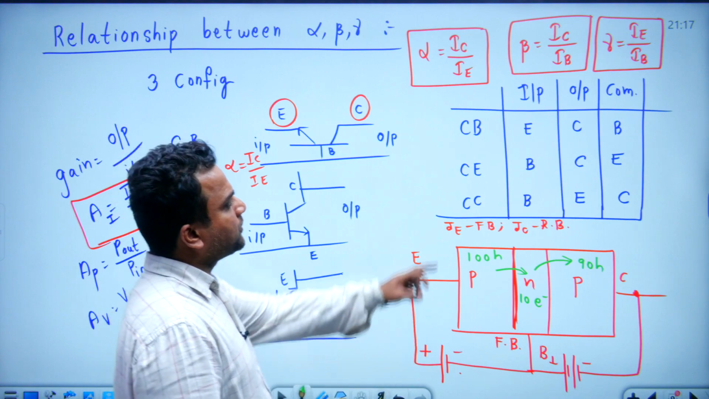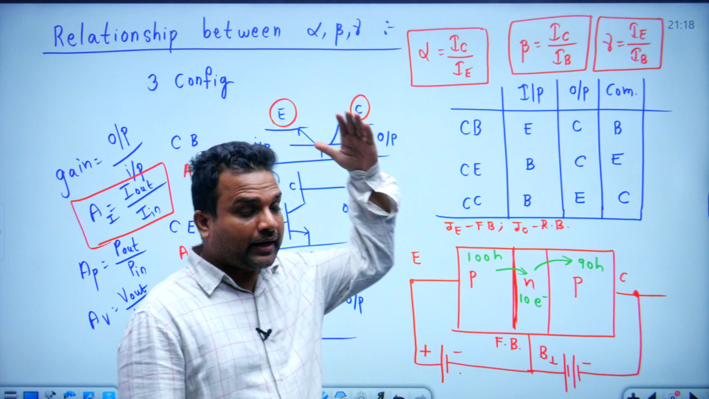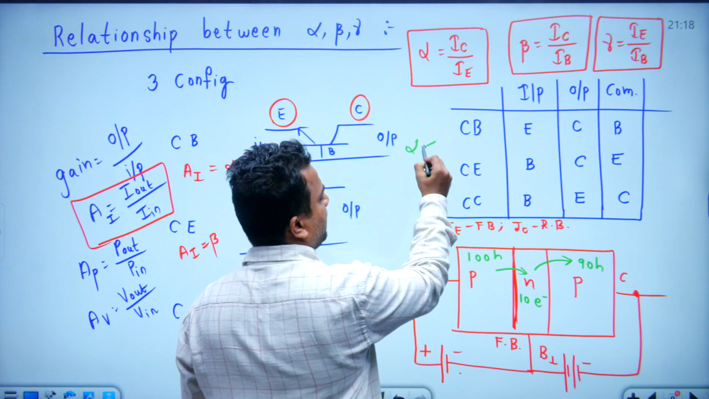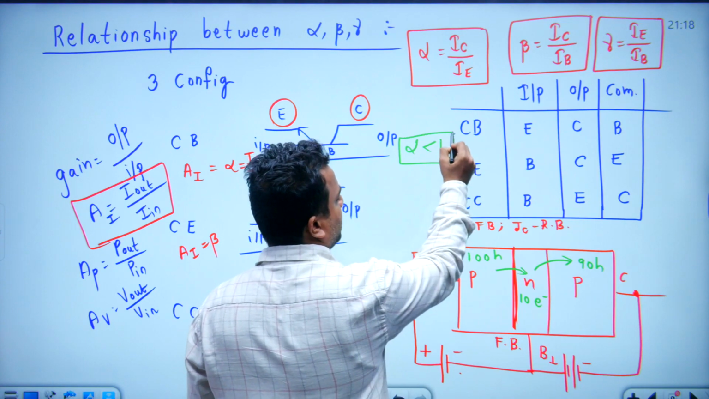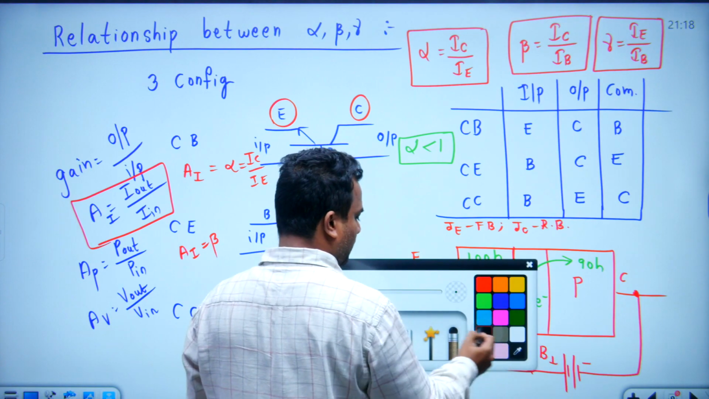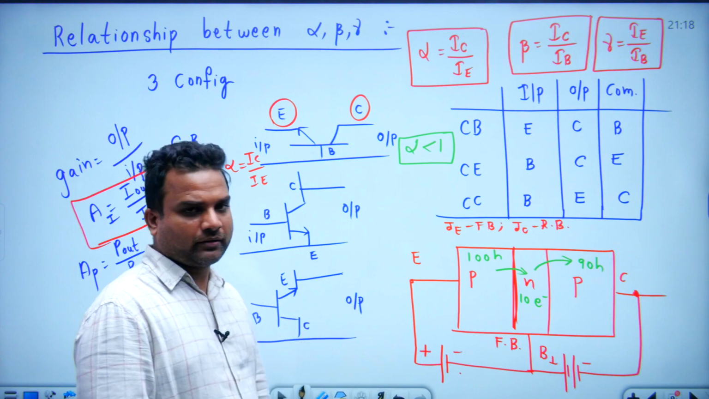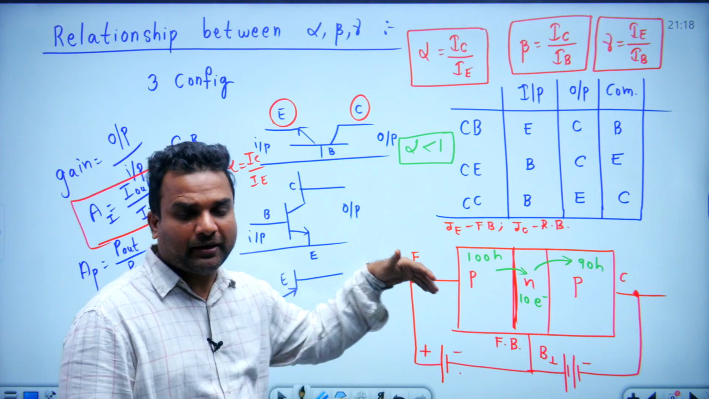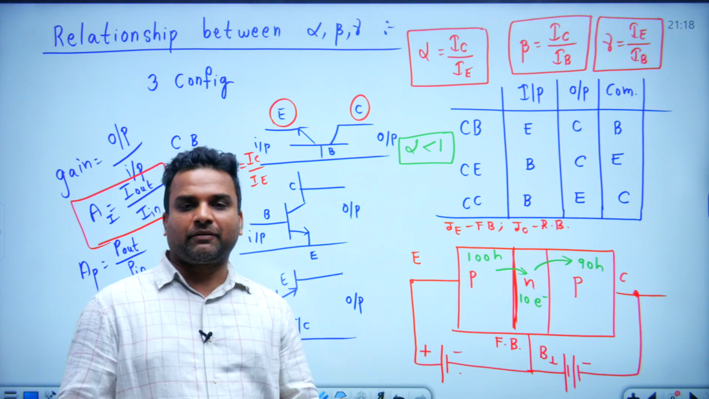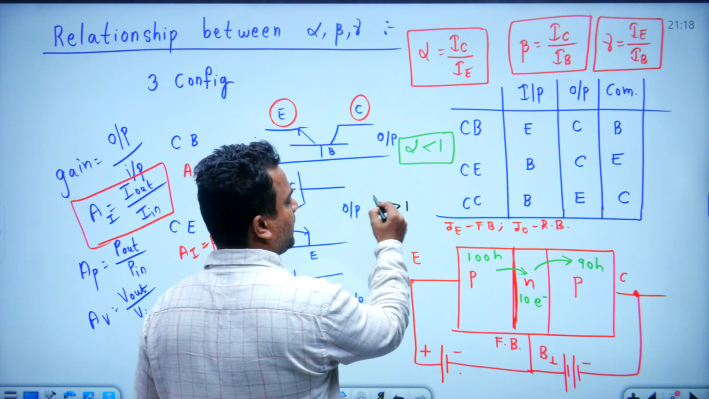Now guys, you substitute in this formula: alpha is equal to IC by IE, that is 90 by 100, so definitely the alpha value will be less than 1 only. Remember guys, alpha is always less than 1. Got it? Similarly, you take beta, where beta is IC by IB, 90 by 10, it is 9. So it is greater than 1 only.